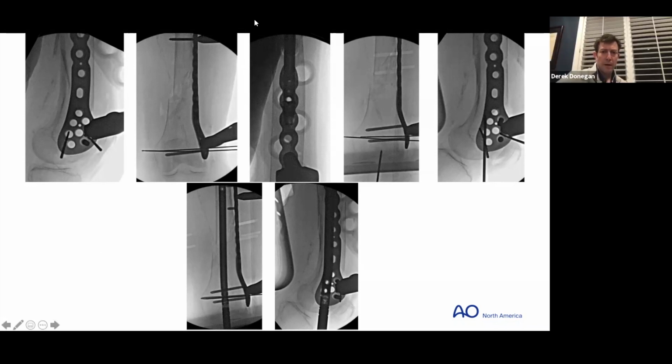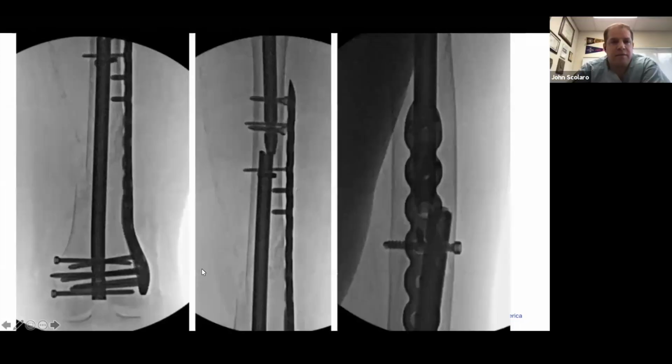Thoughts about why plate first versus nail first? Do you have a strong opinion? Do you let the fracture dictate that for you? How do you choose? No, I don't think it makes, honestly, it makes absolutely no difference whatsoever. It has been described both ways, and I think this is just preference. Whatever you want to do is completely fine.